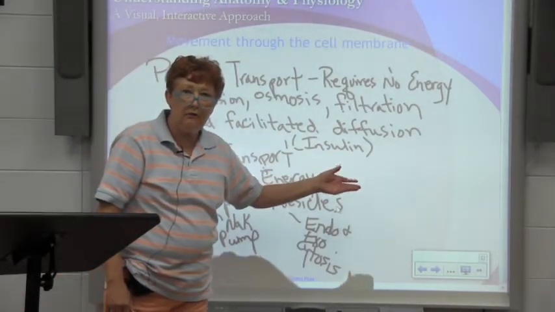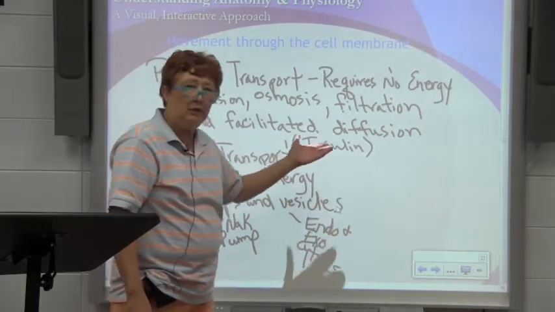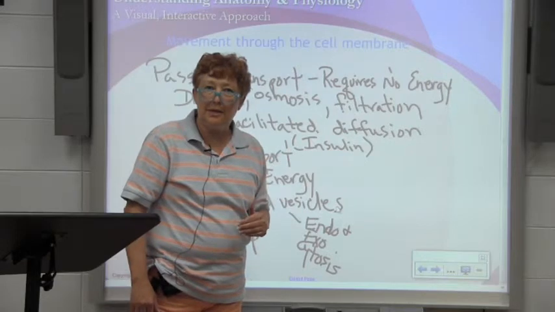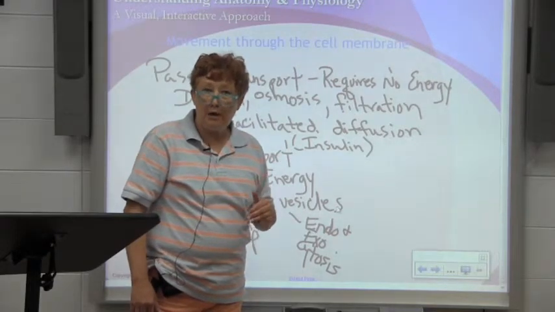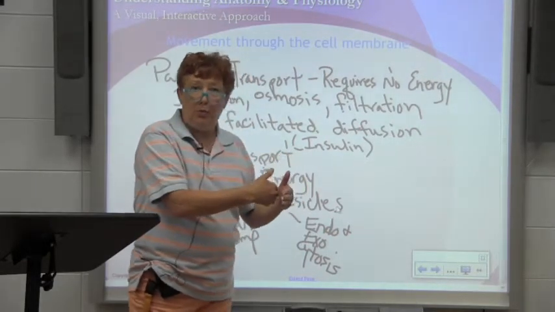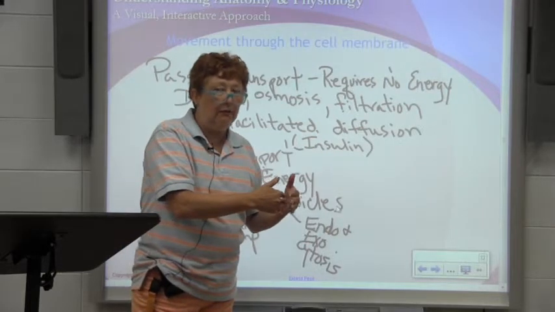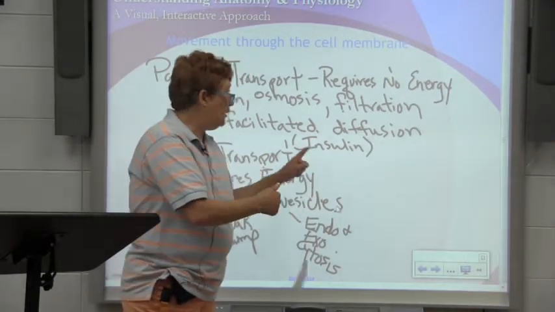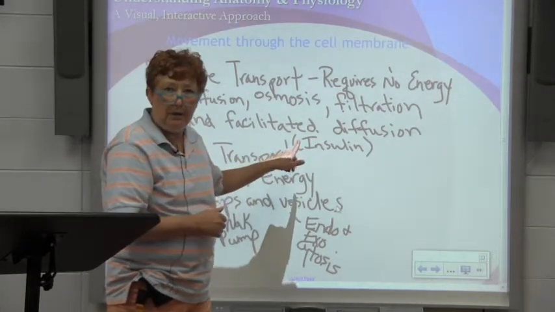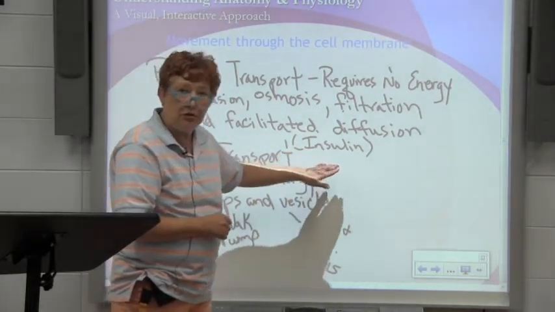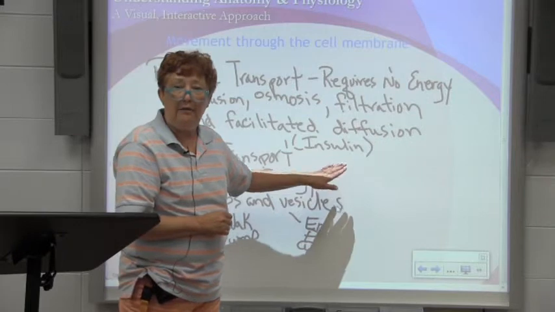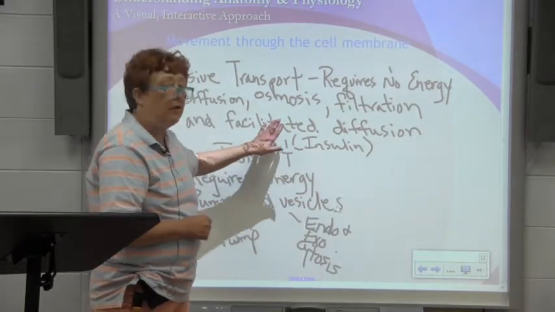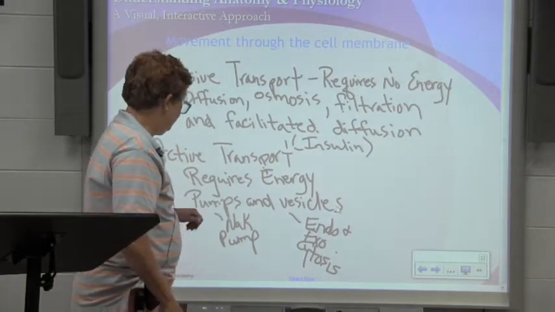Now, facilitated diffusion, the best example of that occurs with insulin. To be able to use sugar inside the cell wall, we have to have another chemical transport it through the wall. It can't do it by itself. So sugar alone can't get in. It must have something to facilitate or help it get through. And in this case of sugar, it's insulin. And that's the role of insulin, is to transport sugar into the cells. So we call that facilitated diffusion.